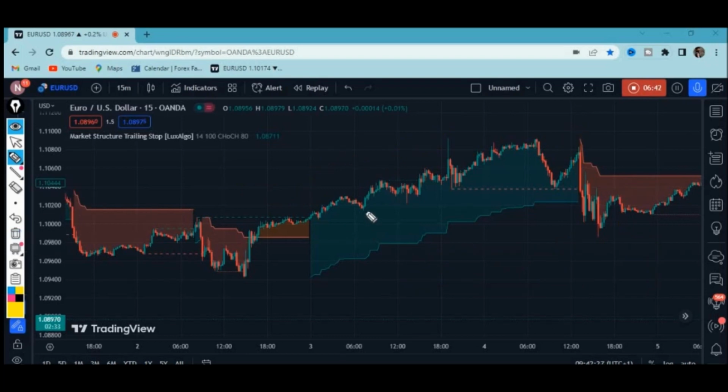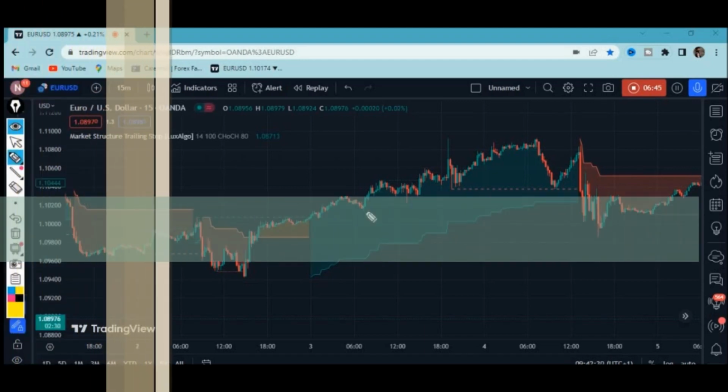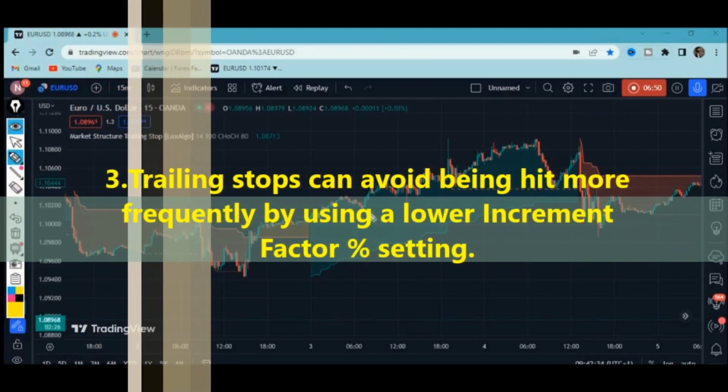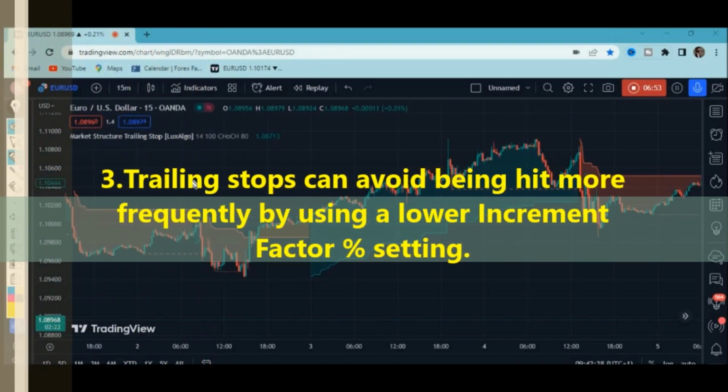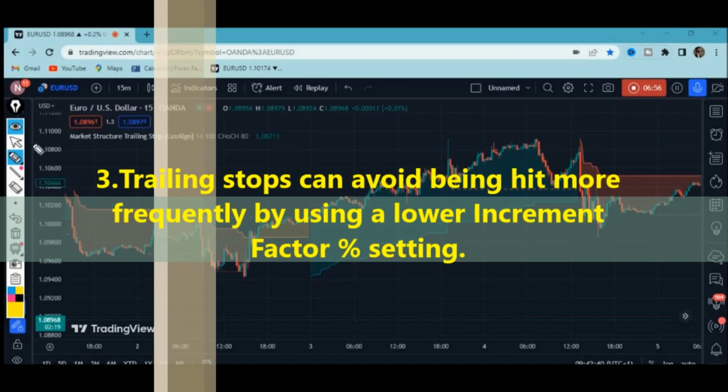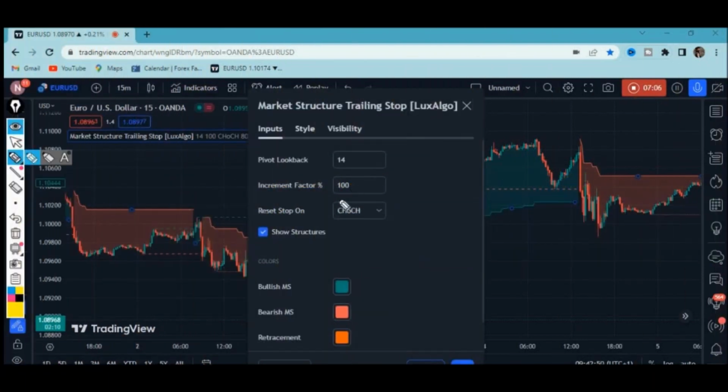Okay, so let's go to usage number three. Usage number three: trailing stops can avoid being hit more frequently by using a lower increment factor percent setting. So when you go directly to settings, you can see the increment factor over here. It's very, very important, simply because it determines how you can avoid being hit. So when you use a lower increment factor, this will help you avoid being hit. So that's what you're really supposed to understand about this great indicator, rather to understand about this increment factor. You can use 100. I do use 100 because it's the default setting and it works perfectly well.